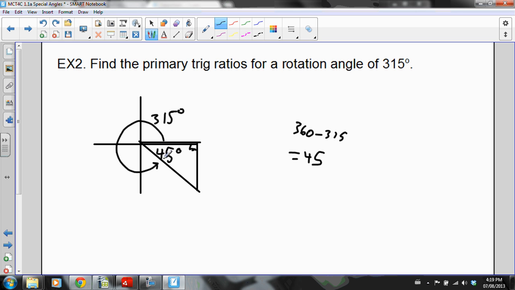And so what are the side lengths? Well, this is the square root of 2. That's 1 and that's 1. Now, which of these coordinates are positive? Well, we said the hypotenuse always is positive. When I go to the right, that's positive. But when I go down, that's negative.